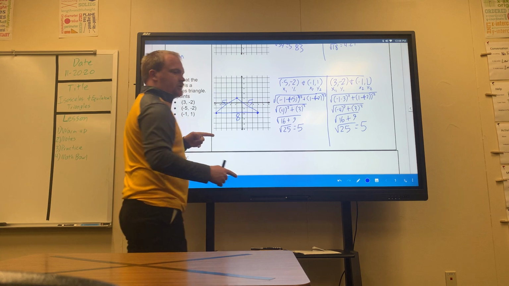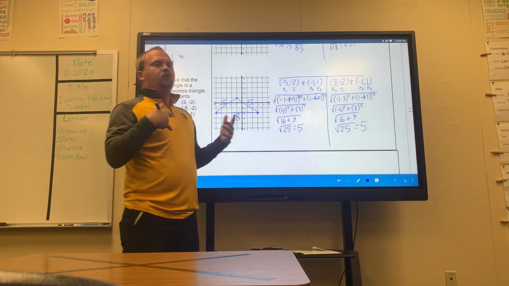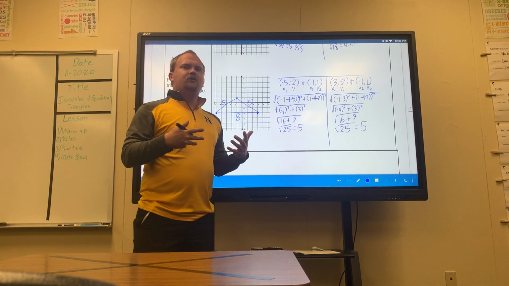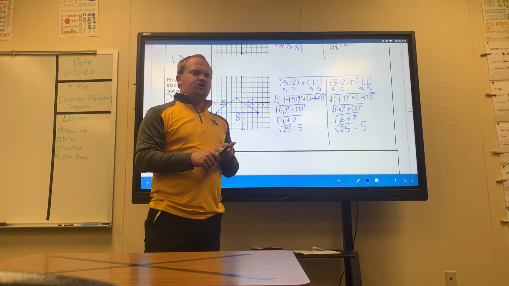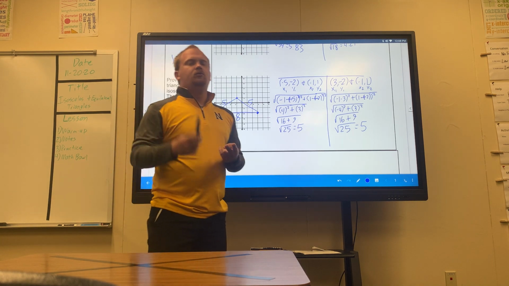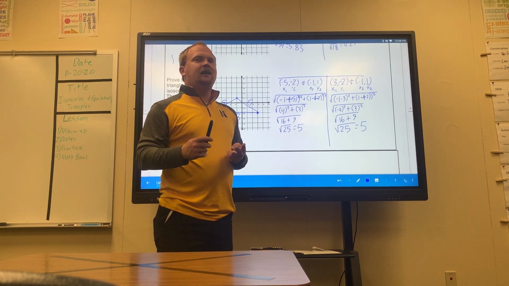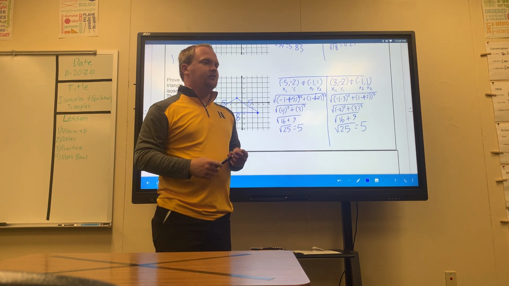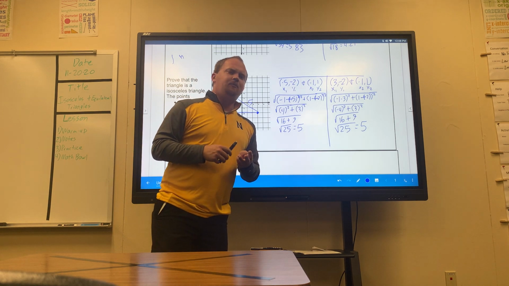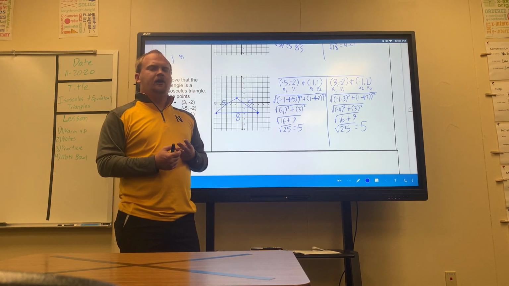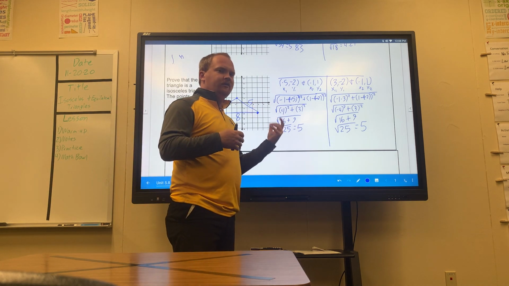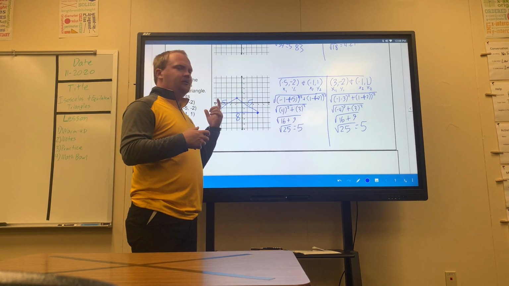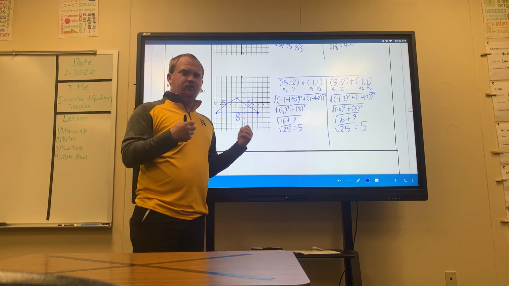So again, we're basically trying to classify triangles on a grid, but we have to be able to know our distances, we have to know our slopes, because we do have to keep in mind right angles and perpendicular angles. And midpoint will be something we'll go over later on in the semester. But the big key to this is that I want to be able to classify triangles on a grid.